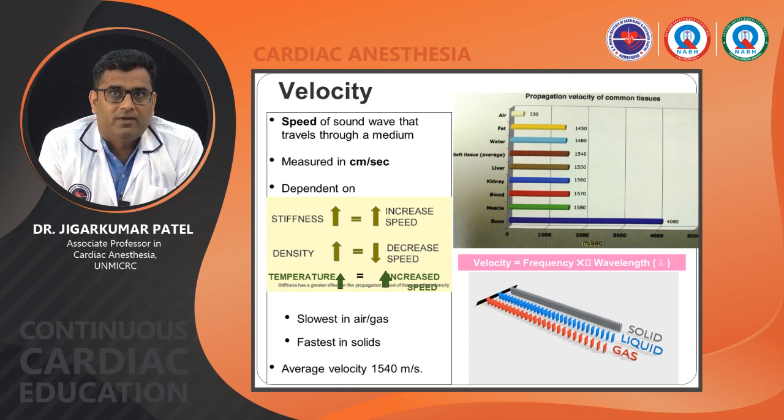Second important property is velocity. Velocity, or propagation velocity, is the speed of the sound wave that travels through a medium. It is measured in centimeter per second, and this propagation velocity depends on three factors. First is the stiffness of the medium. If the medium is more stiff, then it will transmit the sound wave faster. Similarly, it also depends on density. If density is higher, then there is no space to move the molecules, so it will decrease the speed.